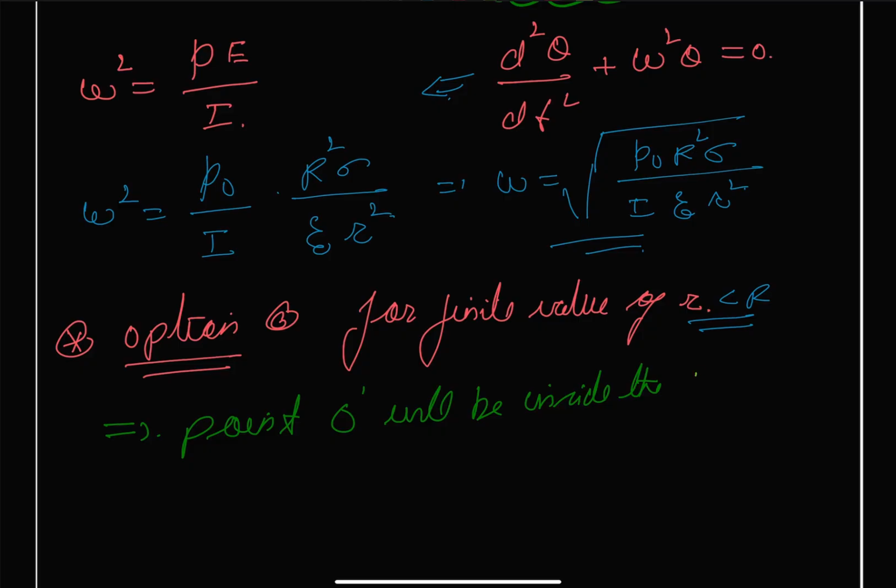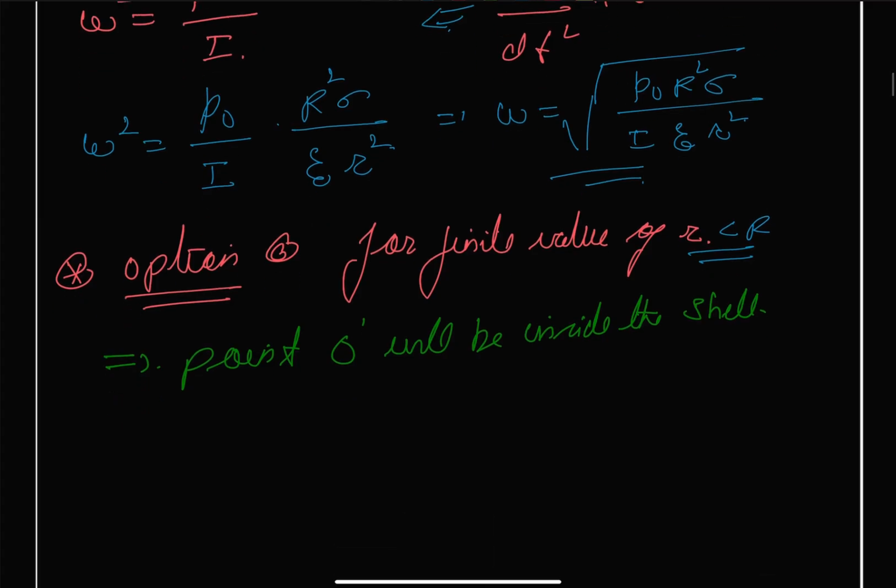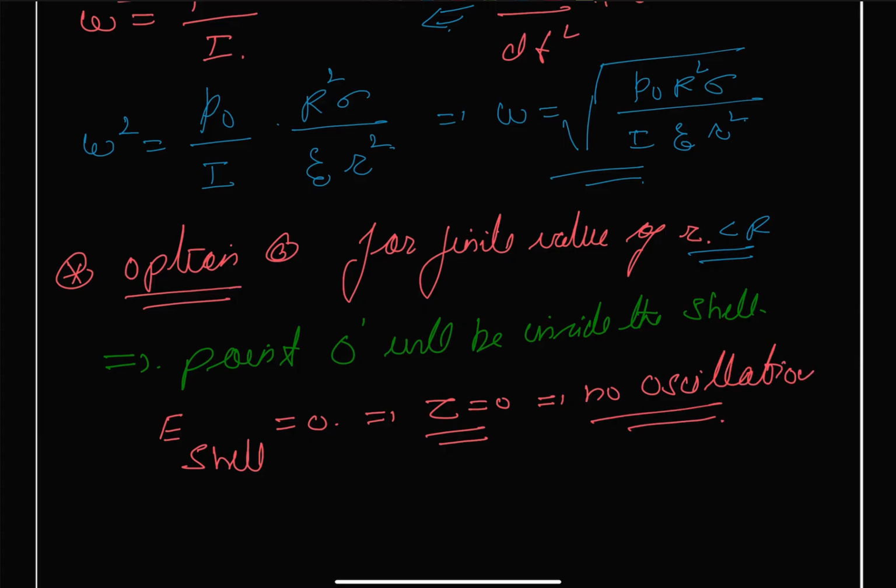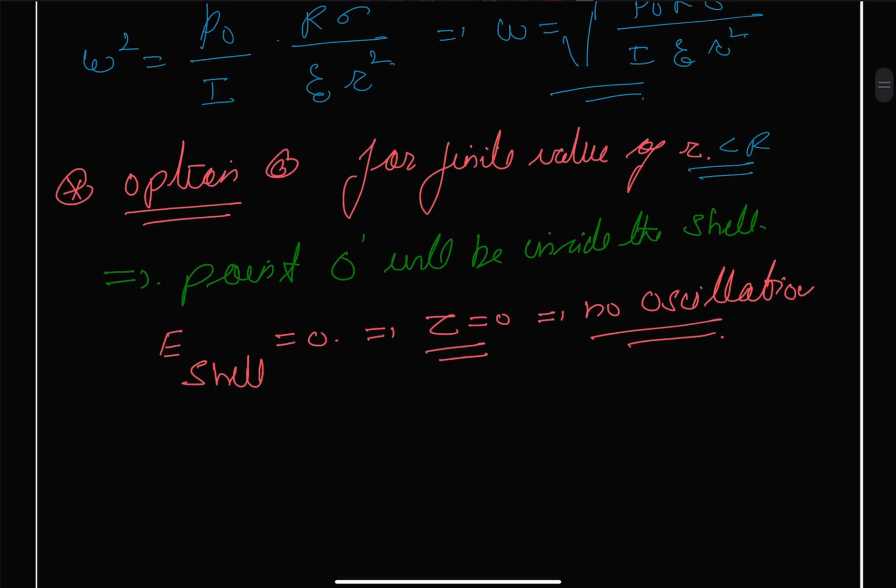Inside the shell, electric field is equal to 0. Electric field in the shell will be equal to 0. So because of this, the torque will be equal to 0, or from here we can say if torque is 0, no oscillations. And so it means option A is incorrect. And option B is just reverse of that.